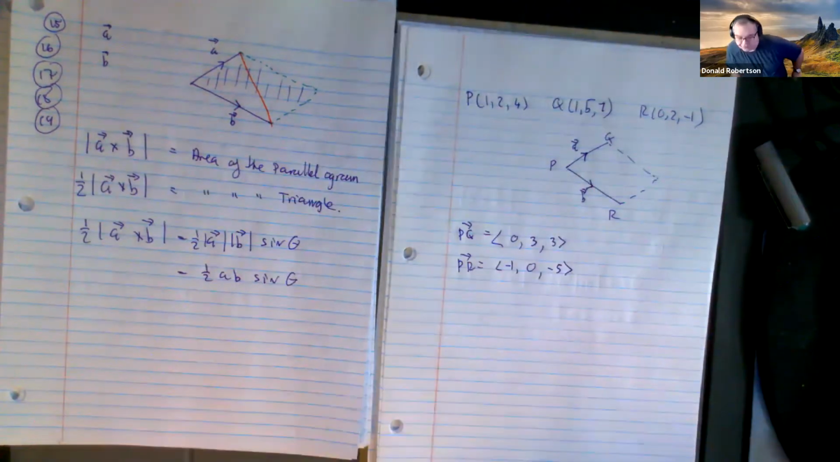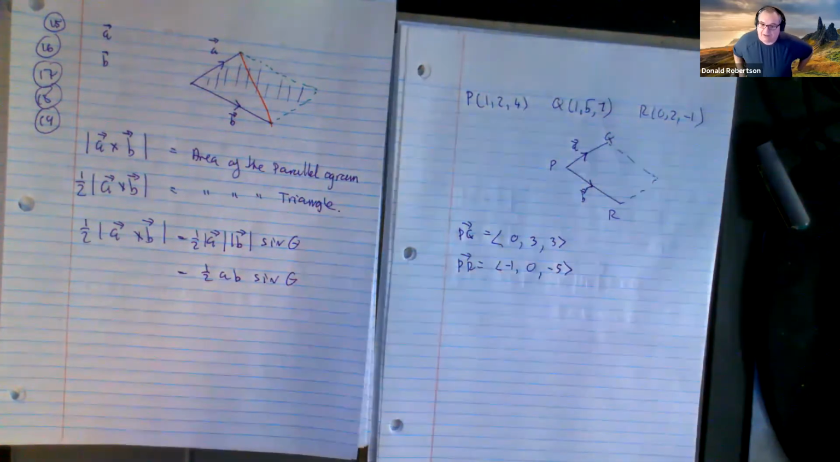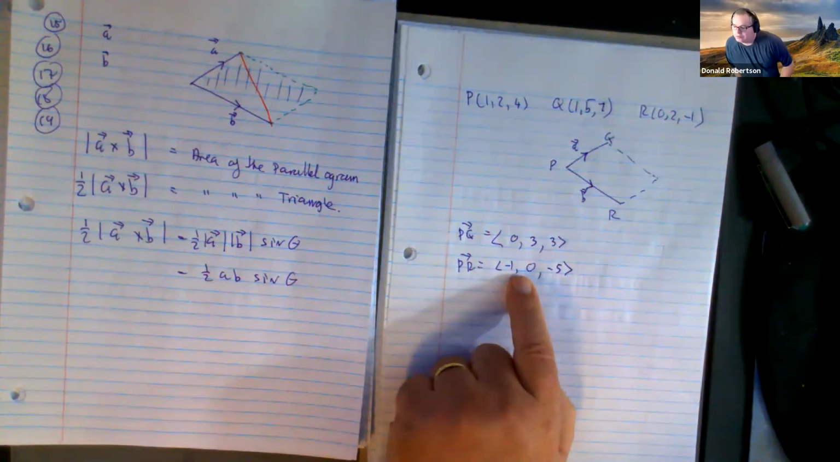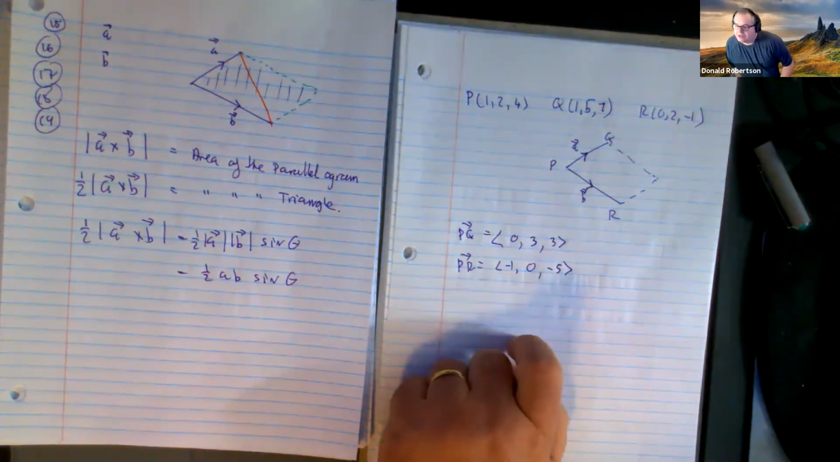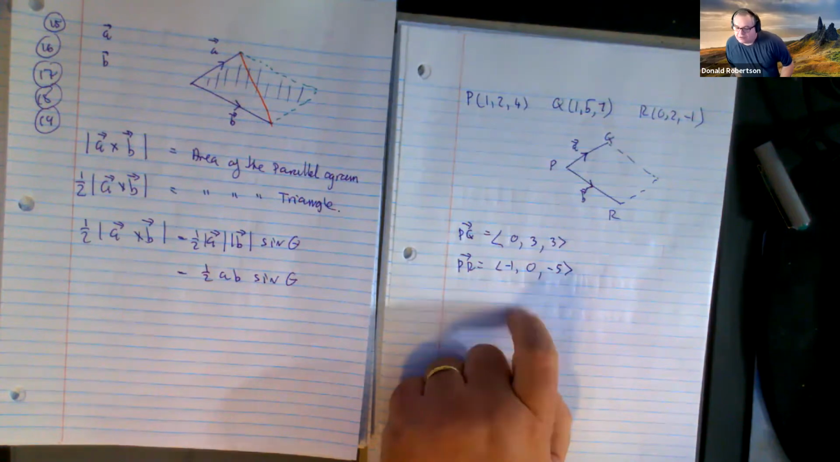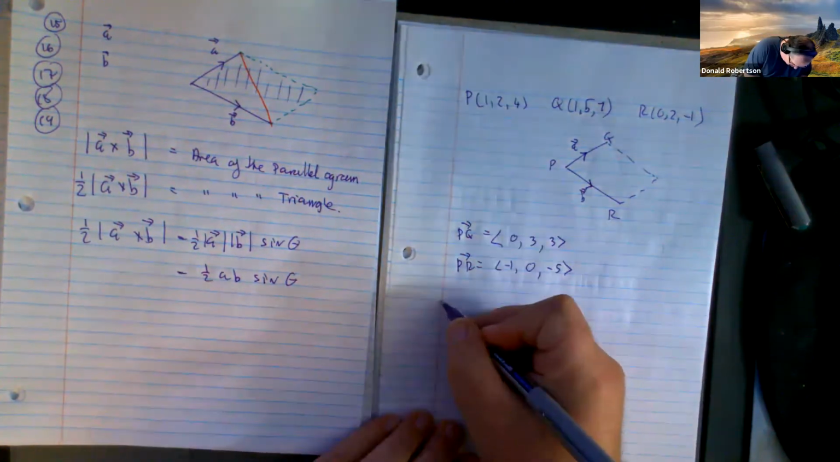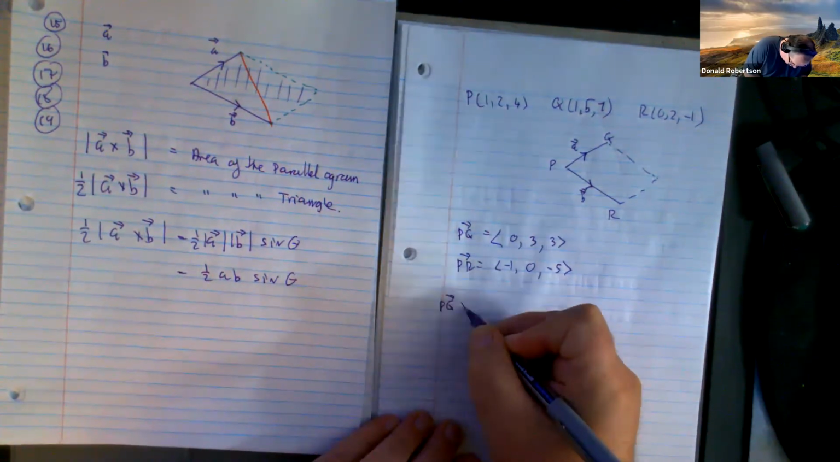Interesting. A lot of zeros. And if I want to find the area of the parallelogram, then don't I just find the magnitude of this guy's cross product? And if I want to know the area of the triangle, don't I find the magnitude of this cross product and then half it? So let's find the cross product. PQ cross PR.